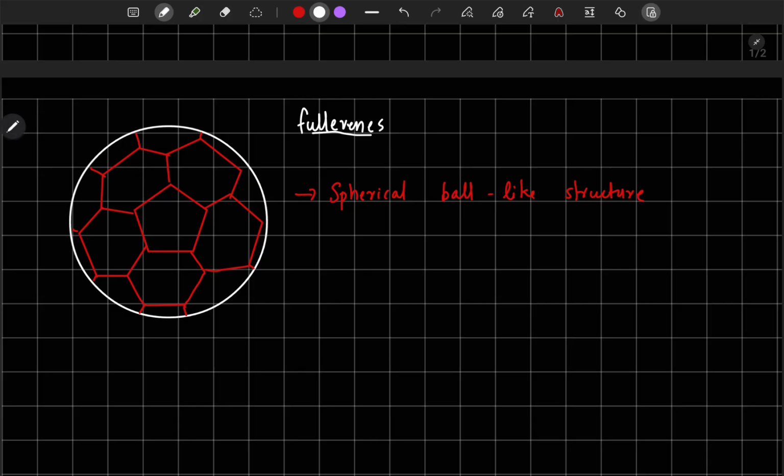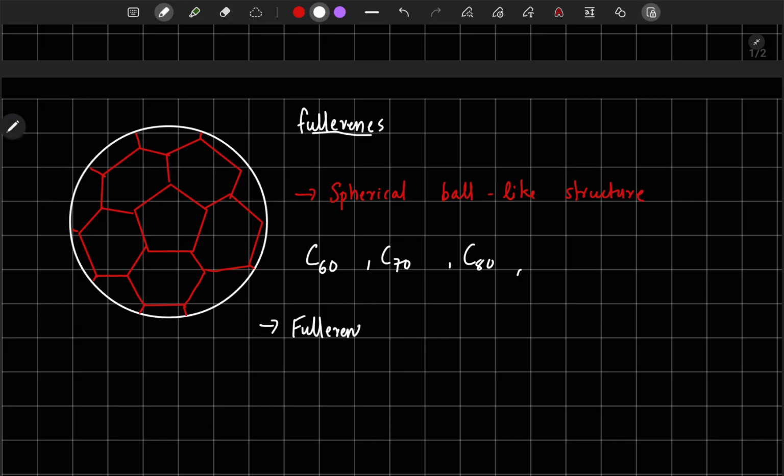There are different fullerenes like C60, C70, C80. C60 means there will be 60 carbons in that structure, C70 means there will be 70 carbons in that structure, like that. And fullerenes also conduct electricity. That is also one more point.